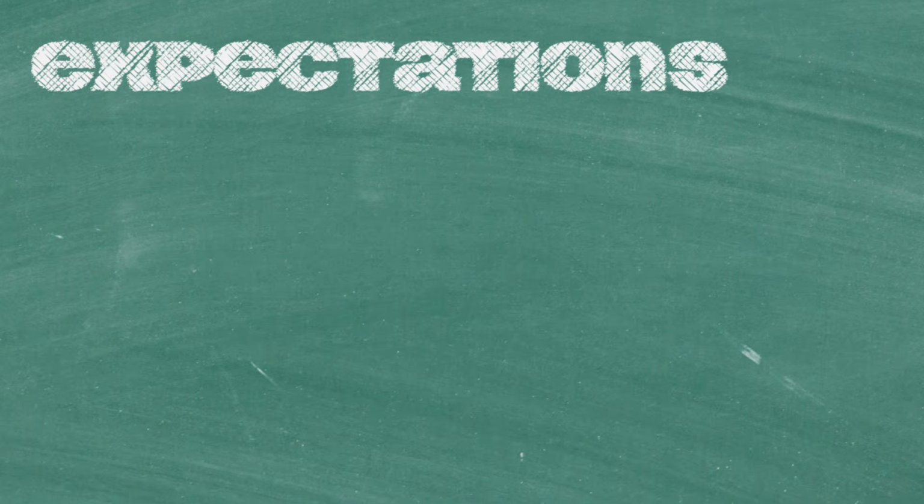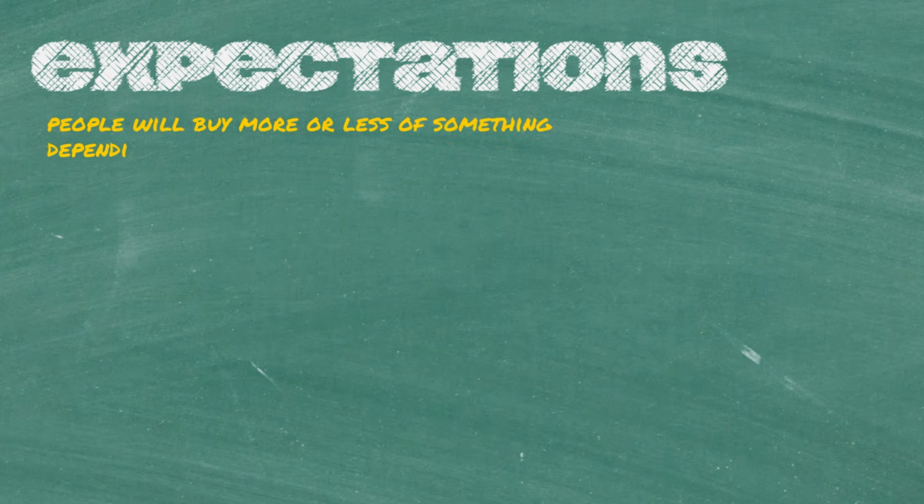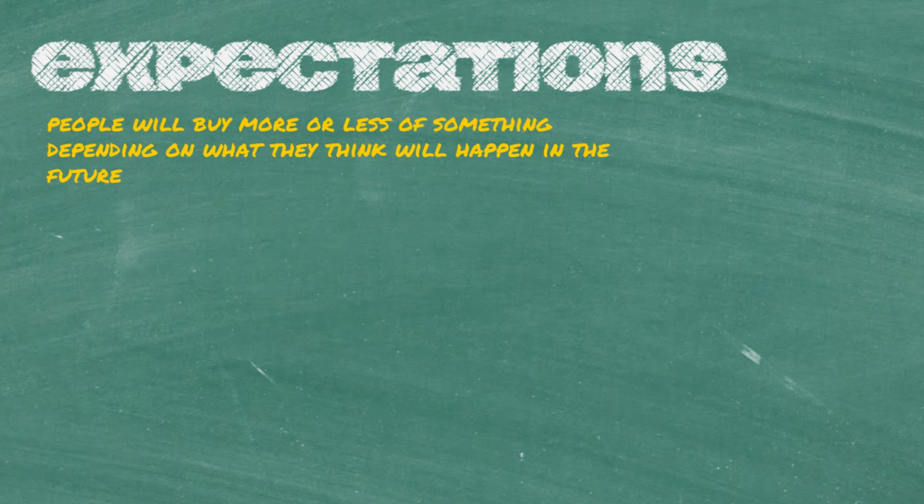The next non-price determinant is future expectations. Sometimes people will buy more or less of something depending on what they think will happen in the future. Now, a lot of times this is actually based on price, but it is future prices and not the current price that affects the buying decision, so it is still considered a non-price determinant.